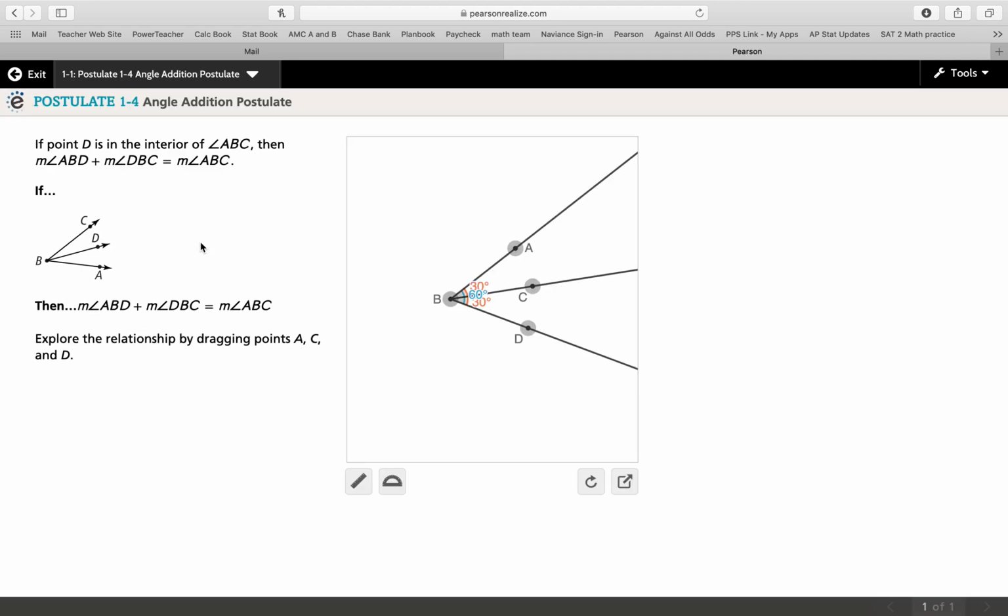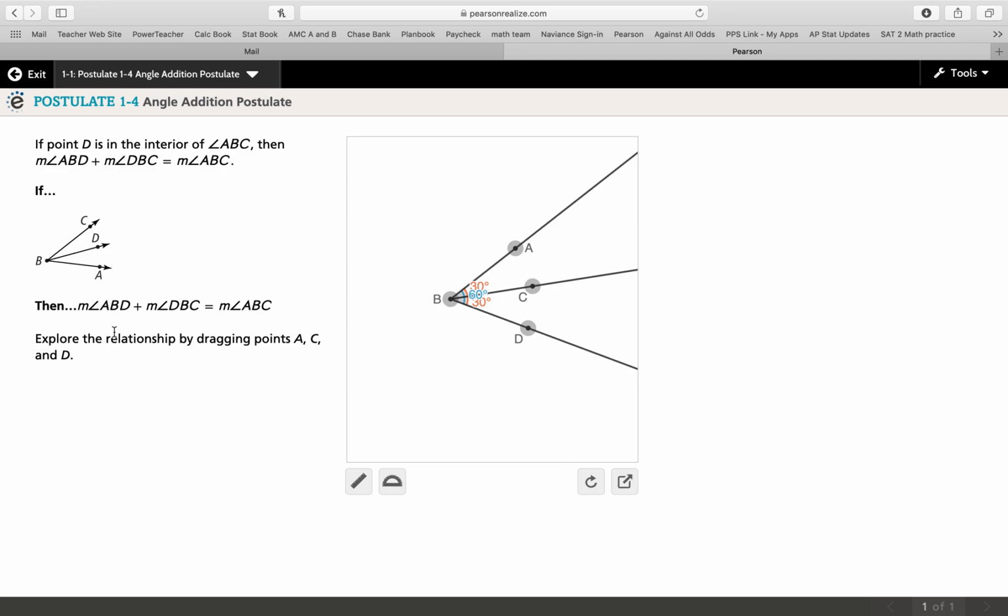Okay. And one of our last postulates that we're going to talk about today is called the angle addition postulate. Very much like the segment addition postulate. When you add two pieces of an angle together, you get the whole angle. For looking at this picture right here, I have angle ABD, that's this small guy here, and angle DBC, that's this small guy up here. And when I add these two angles together, I get the whole angle ABC.